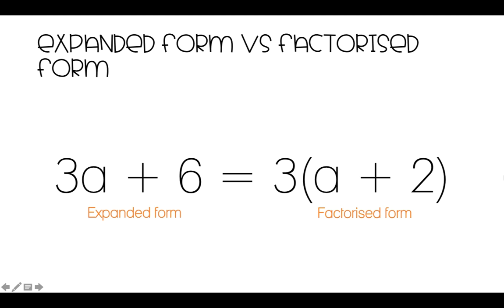So let's begin by just looking at the difference between expanded form and factorised form. Expanded form is when we have no brackets included within our answer, as you can see here on the left. Factorised form is when we've taken out a common factor and we have brackets included. So 3 was a common factor of 3a and 6, so we end up with 3 brackets a plus 2.